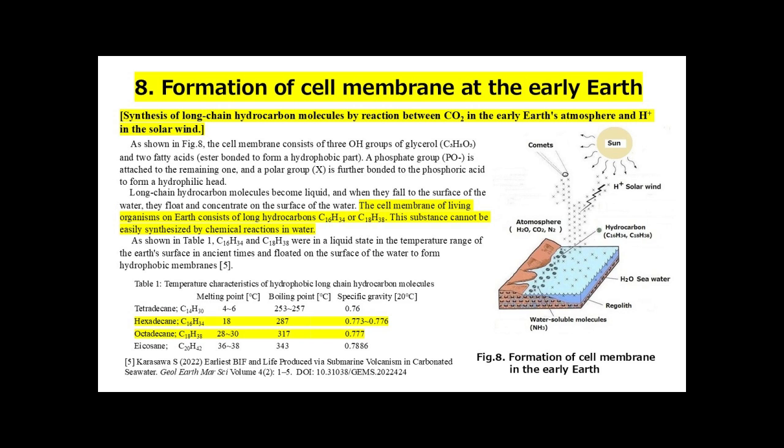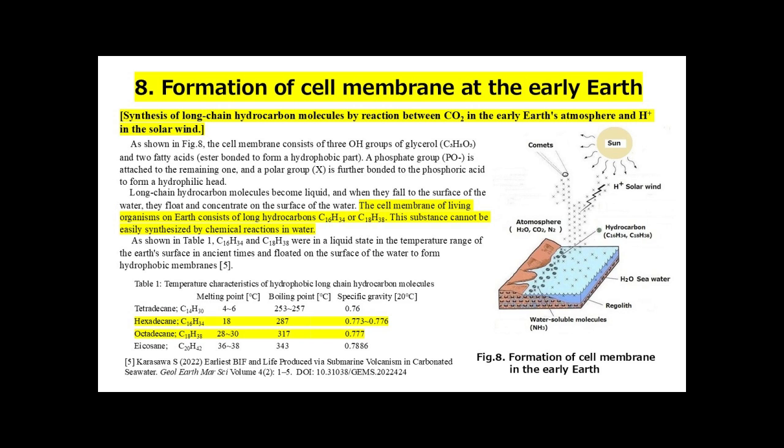Formation of cell membrane at the early Earth. As shown in Fig. 8, the cell membrane consists of 3 O groups of glycerol C3 hydrogen oxide and 2 fatty acids ester bonded to form a hydrophobic part. A phosphate group PO is attached to the remaining one, and the polar group X is further bonded to the phosphoric acid to form a hydrophilic head. Long-chain hydrocarbon molecules become liquid, and when they fall to the surface of the water, they float and concentrate on the surface of the water.